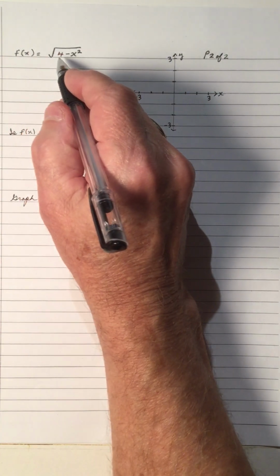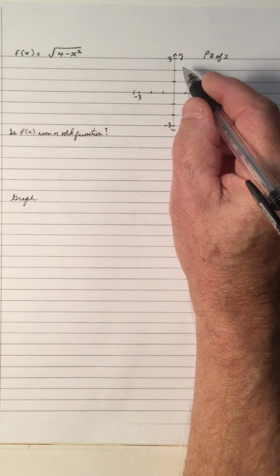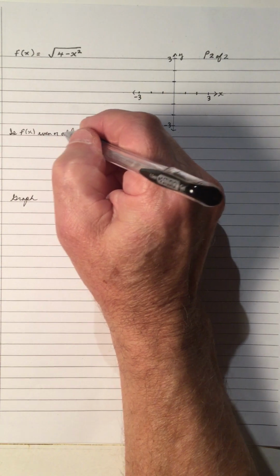F of x equals the square root of 4 minus x squared. And I have a grid here to graph it on. Is f of x an even or an odd function?